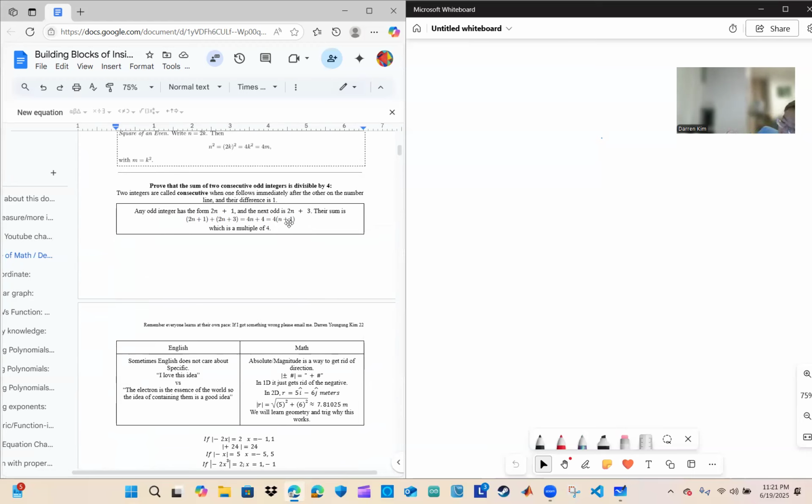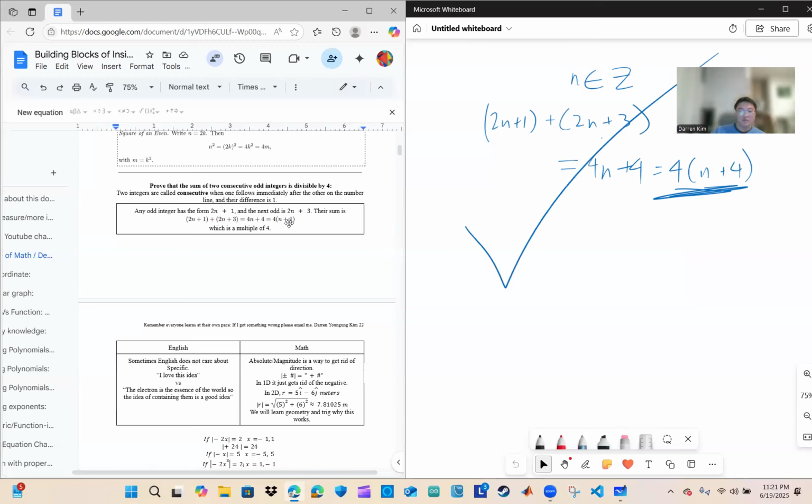So 2n plus 1, and then plus 2n plus 3. n is contained by all of these. And then from this, you get 4n plus 4, which equals 4(n plus 1). And you can see clearly over here that it's divisible by 4. Therefore, the proof checks out. See over there? That is definitely true. Anyway, we're done now.